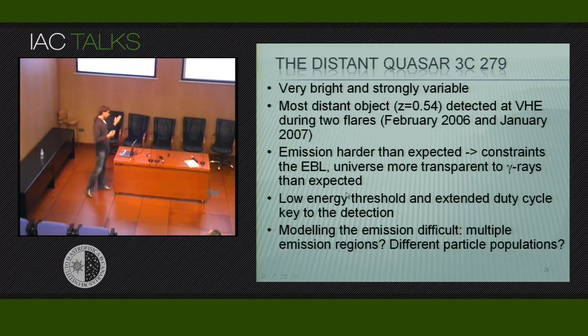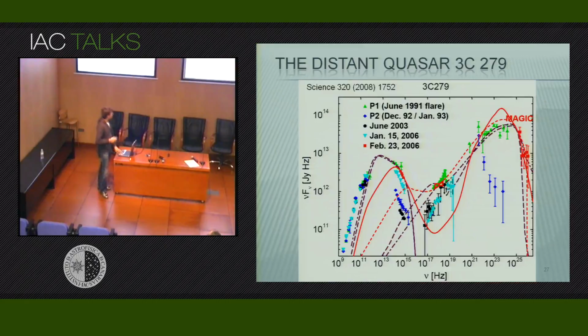But you see maybe also that we cover 16 orders of magnitude. This is very challenging because if you really want to understand and model this object, you need all of the data from all the different experiments. And as I said, it's very rapidly flaring. In that case, the flare lasted only 1 day.